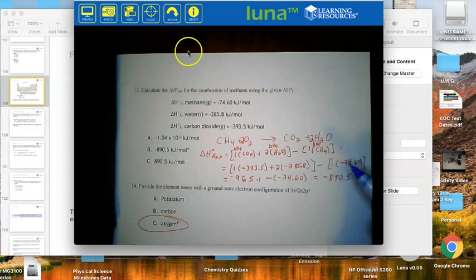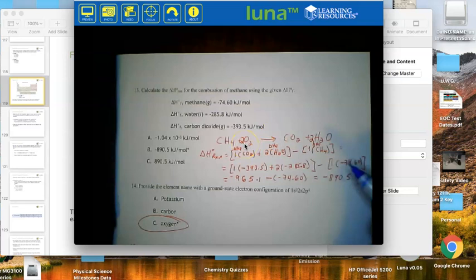All right, for number 14 here, I'll try to zoom back in and see better. It says provide the element name with a ground state electron configuration of 1s2, 2s2, 2p4. When I look at an element that ends in 2p4, so 2p1, 2, 3, 4, well, that's oxygen there, and so your answer should be oxygen.